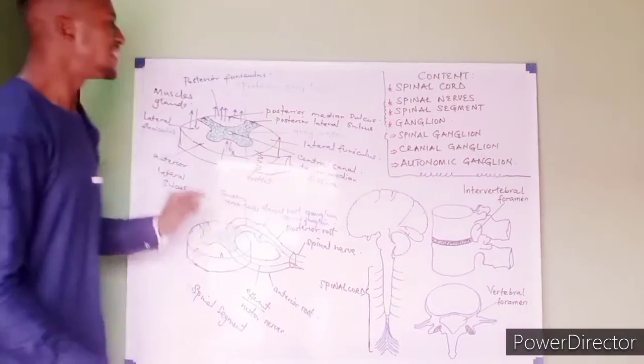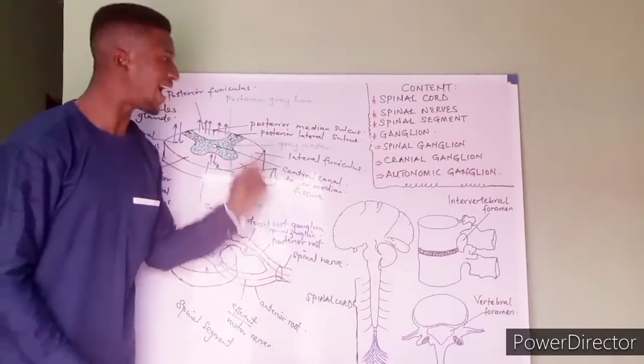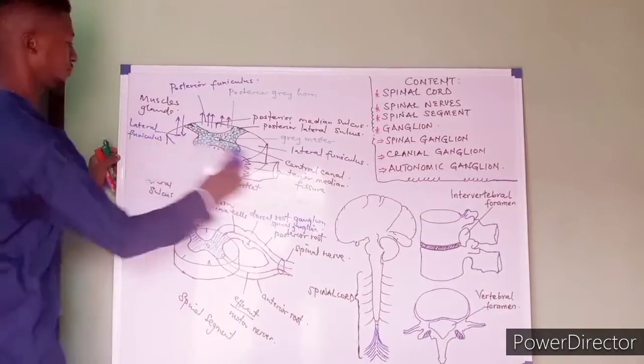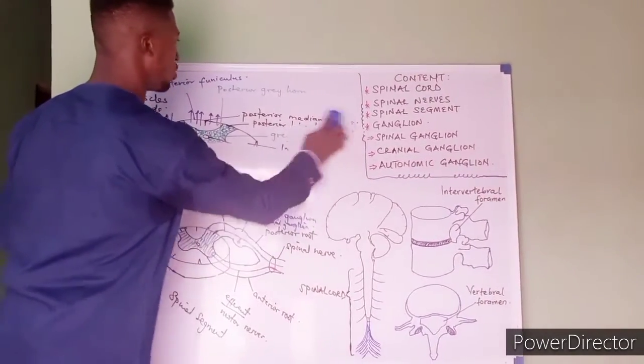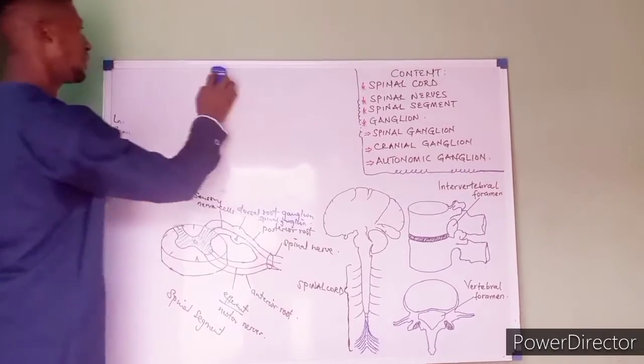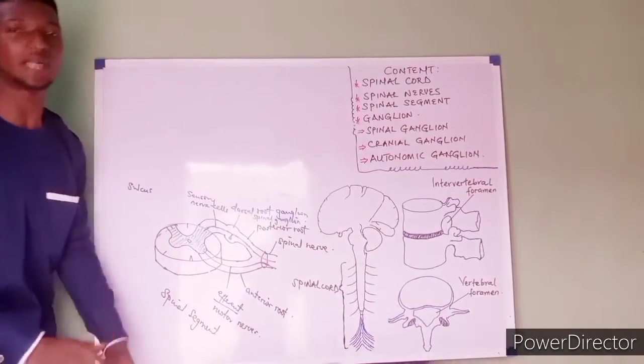Autonomic ganglion. Now, the spinal ganglia have an equal number to the spinal nerves. And how many spinal nerves do we have? We have 31 pairs of spinal nerves. Then how many ganglia do we have? We also have 31 pairs of spinal ganglia.